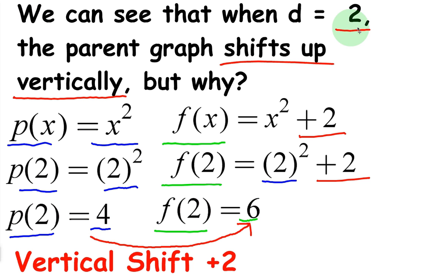Next, we can see what happens when d is 2 to, for example, this point. P of x equals x squared. We know that p of 2 is going to be equal to 4. Well, if f of x equals x squared plus 2, what's f of 2 going to be? It's just going to be whatever p of 2 is plus 2. P of 2 is 2 squared, which is 4. 4 plus 2 is 6. Therefore, we can see a vertical shift of plus 2 from 4 to 6 while keeping the same x value of 2.